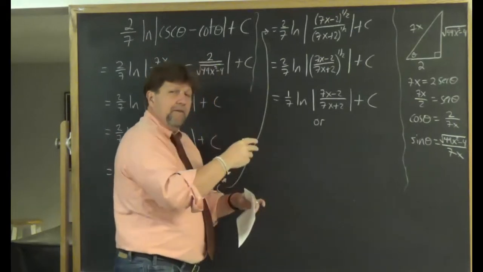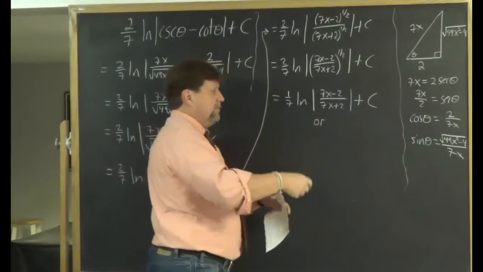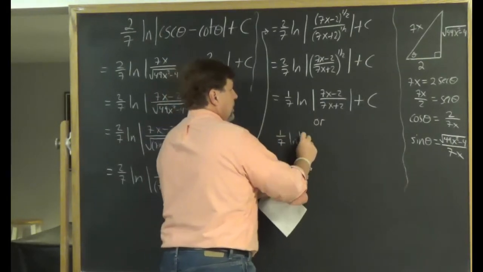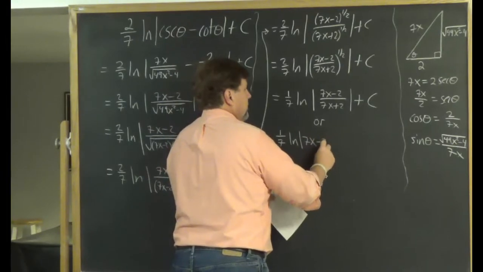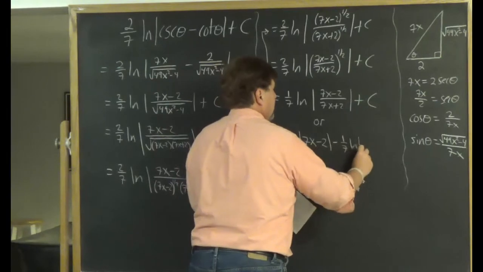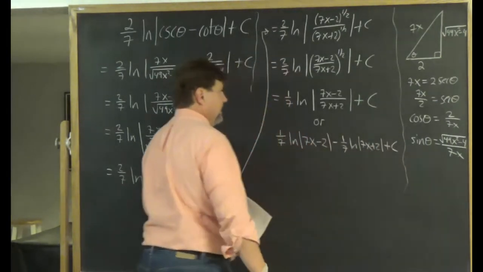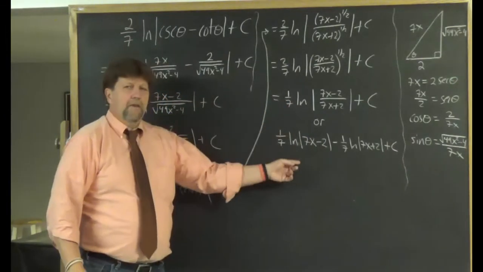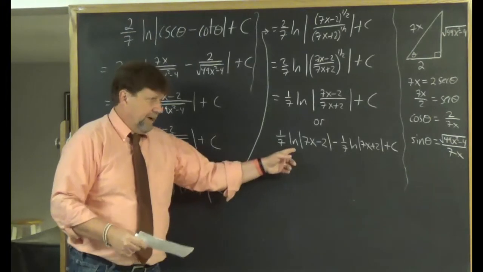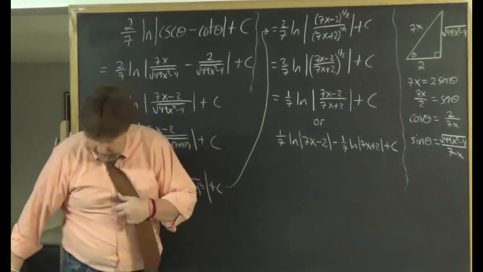An old property of logarithms, laws of logarithms. You have the natural log of a quotient. You could write that as subtraction. So I could write this as 1/7 the natural log absolute value of 7x minus 2, minus 1/7 the natural log of 7x plus 2, plus c. You know, either one of those. I could rewrite it like that. You're going to see why I wanted to write this down in a minute. So I wanted to go through all of this.